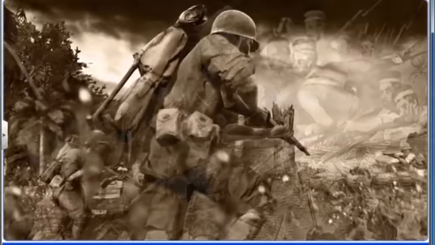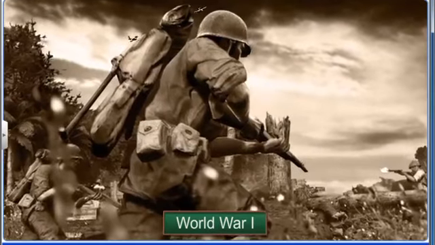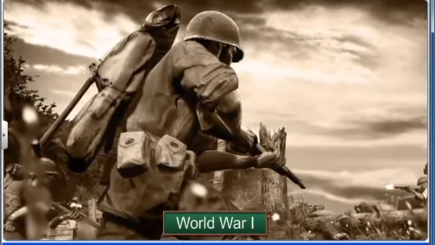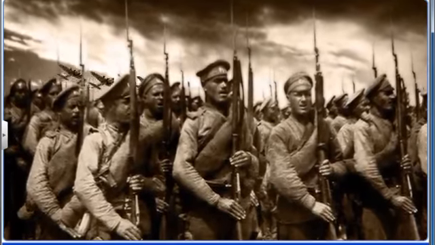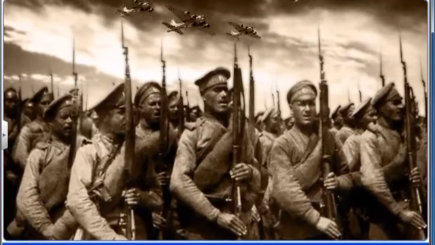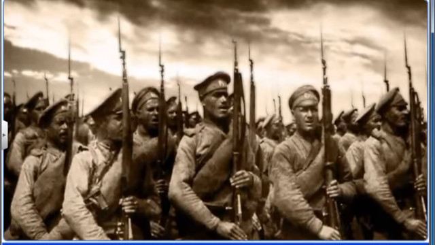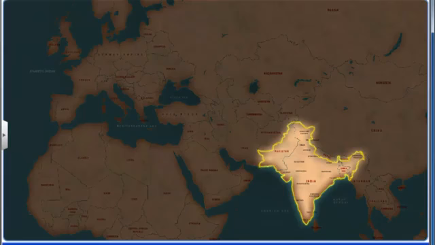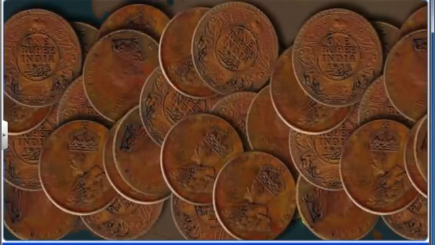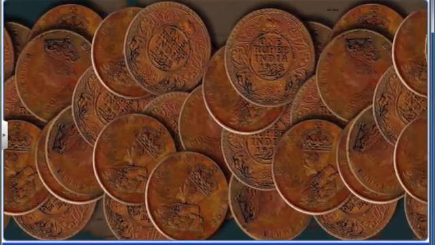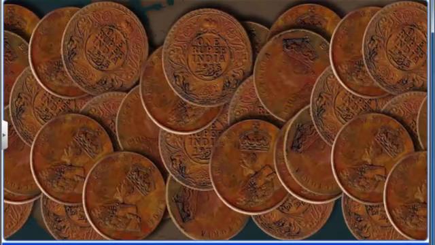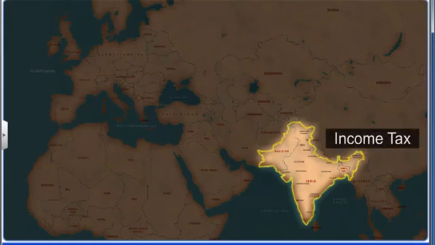The event which proved instrumental in the history of the Indian freedom struggle was the First World War. India had been forced to take part in the First World War, in which Britain had fought against Germany. To continue the war, the British had to increase their defense expenditure and so levied new taxes on Indians to amass money. They introduced income tax and increased the custom duties.